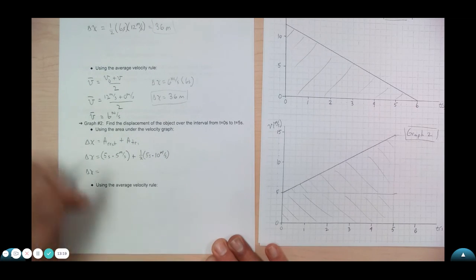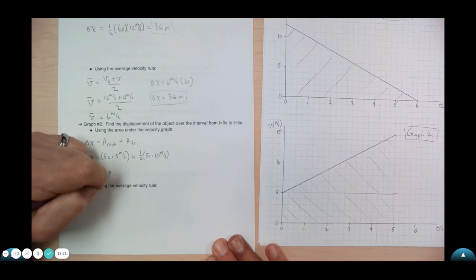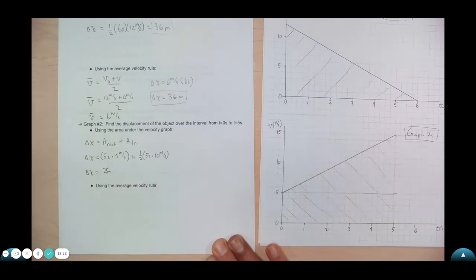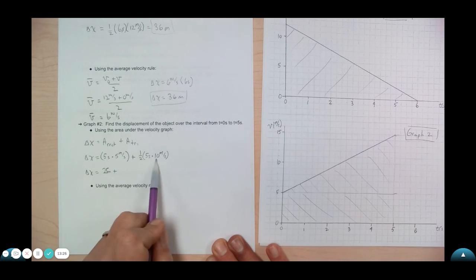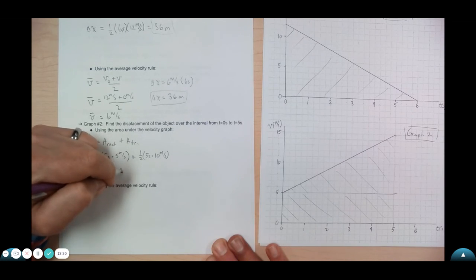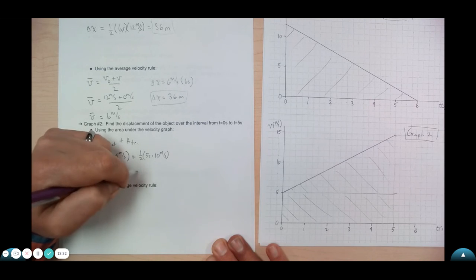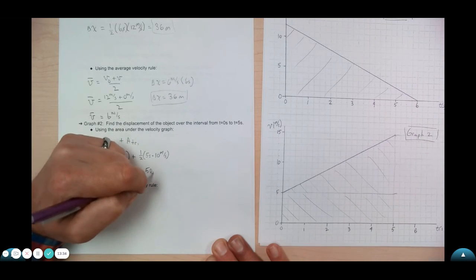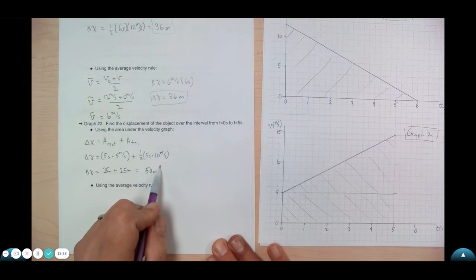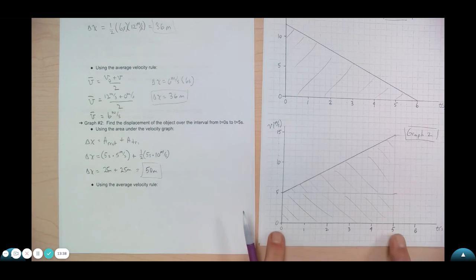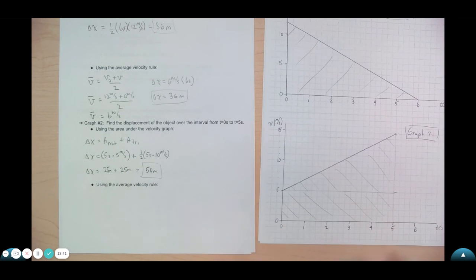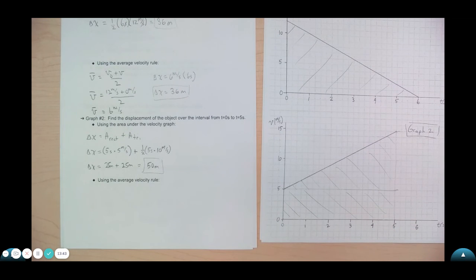Let's find the sum here. 5 times 5 is 25. The units would be meters. Oops, 25 meters. Plus 5 times 10 would be 50. The units would be meters. Half of that is 25 meters. So in actuality, this thing went 50 meters. That was its displacement over the 5 seconds. That was kind of complicated though. Would this simplify things? What was its velocity on average?